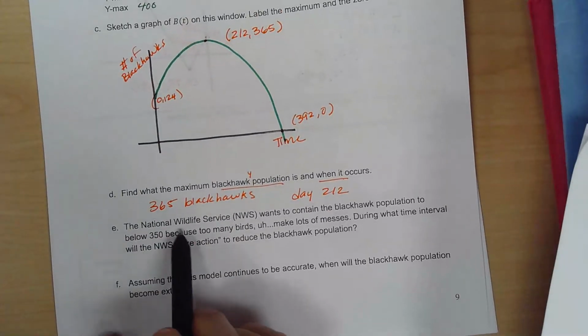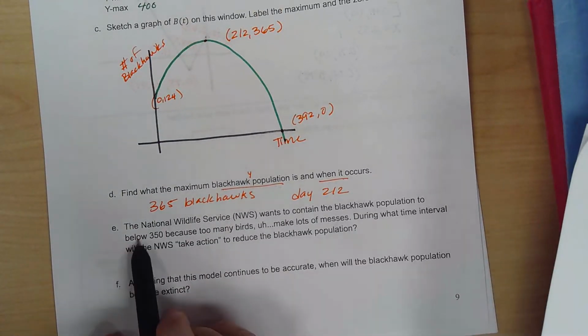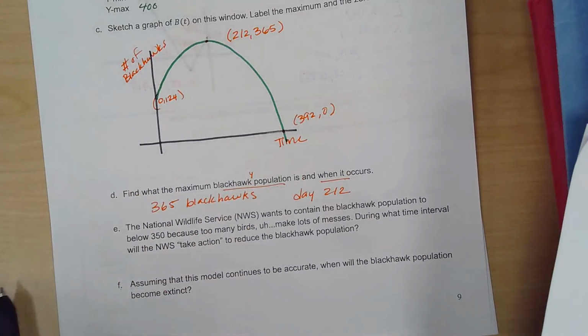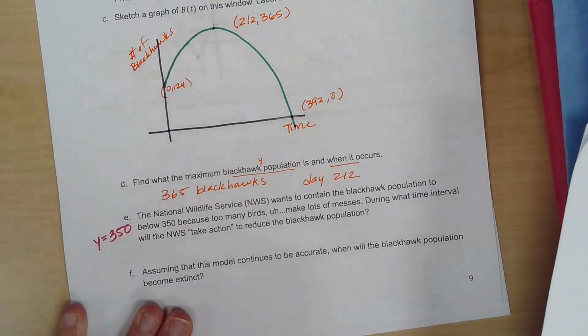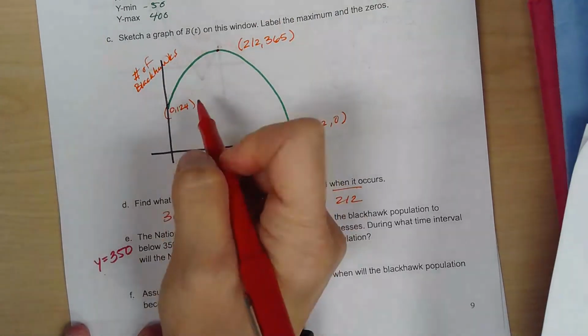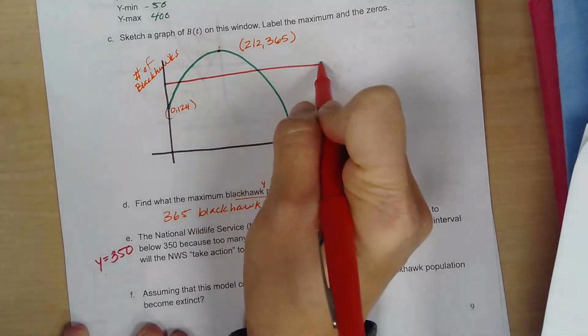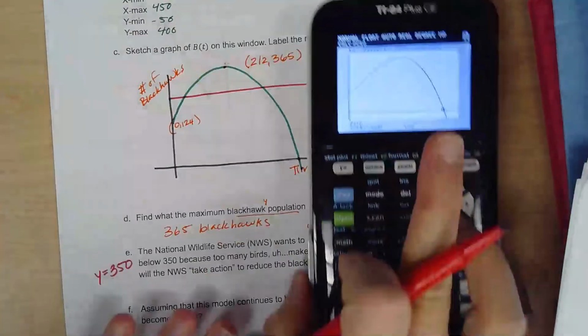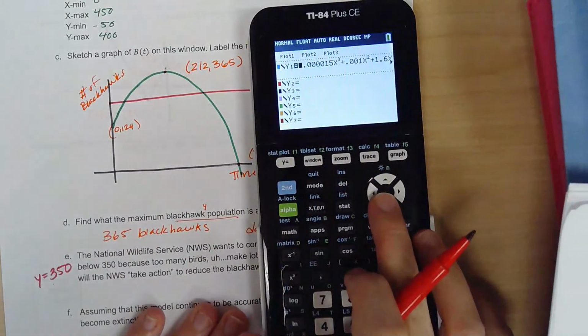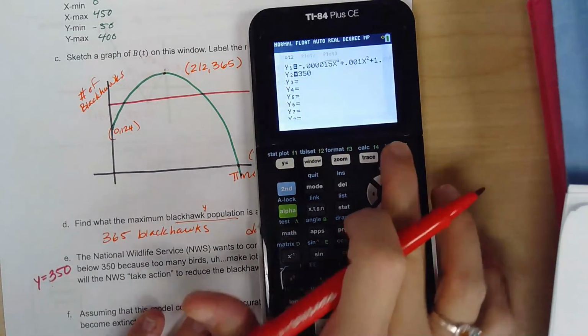For Part E, it says the National Wildlife Service wants to contain the Blackhawk population to below 350. And so what we're doing here is we don't want to have too many birds. So during what time interval will we have to take action to reduce the population? So here's what we're going to do. We're graphing this function here. So we're saying y equals 350. So I'm going to graph the equation y equals 350 on my graph as well as on my calculator. So go to y equals, go down here and just type in 350 and hit graph.